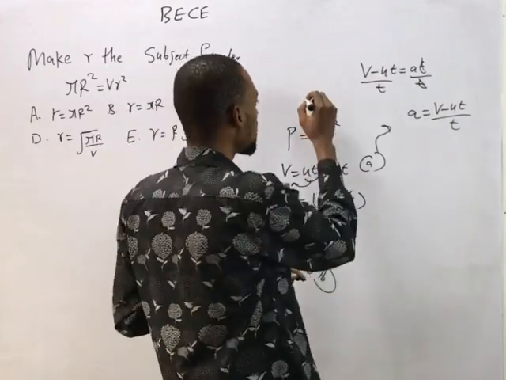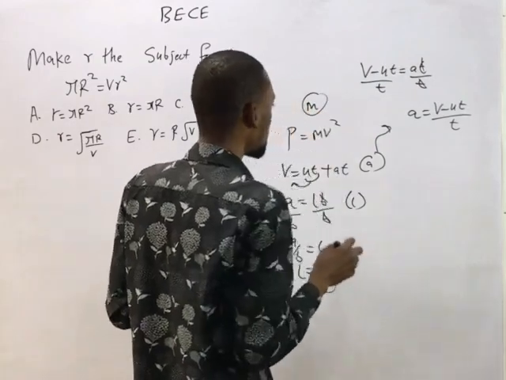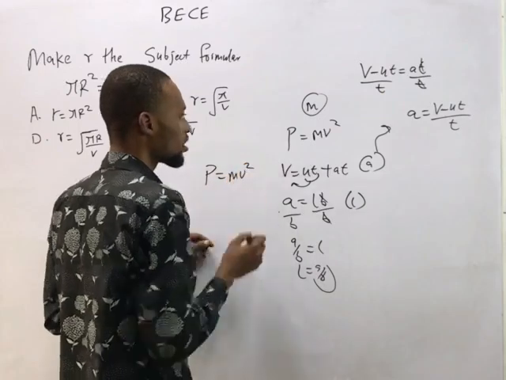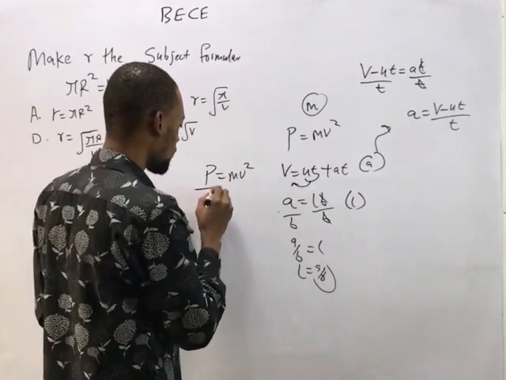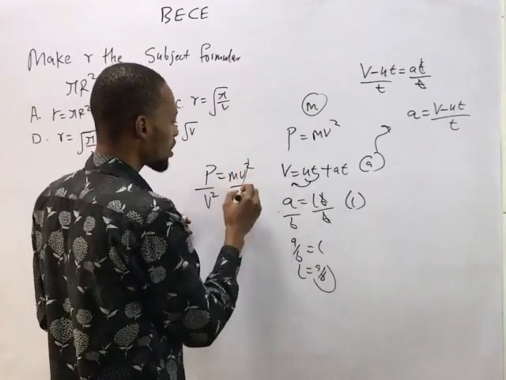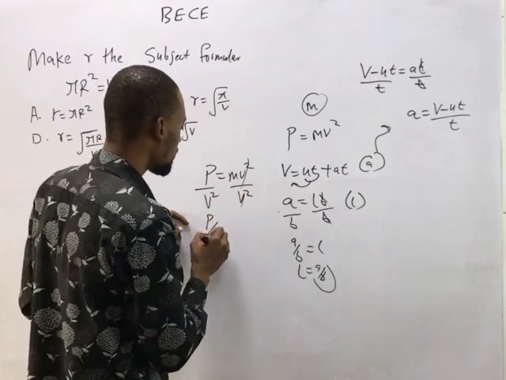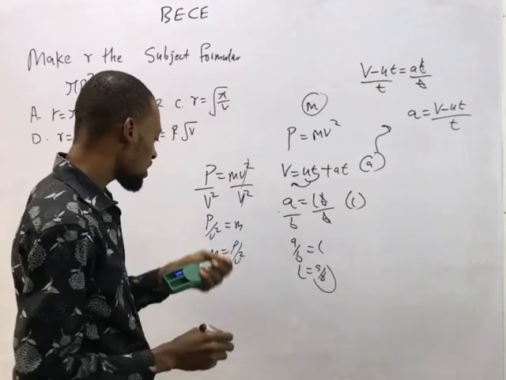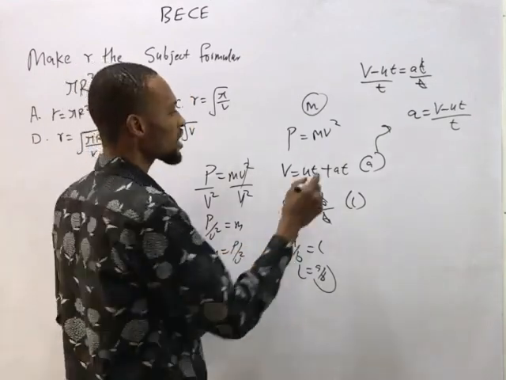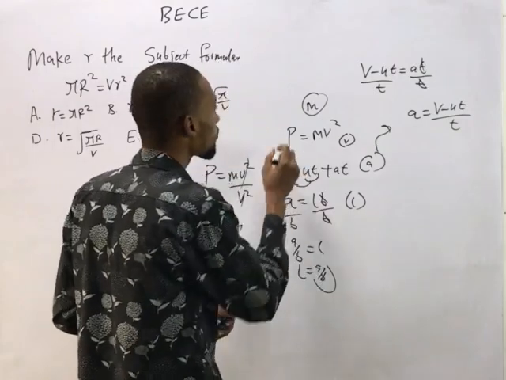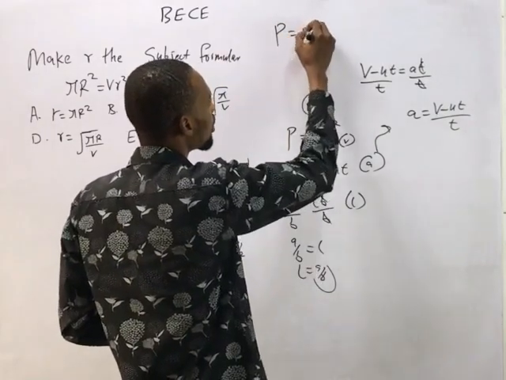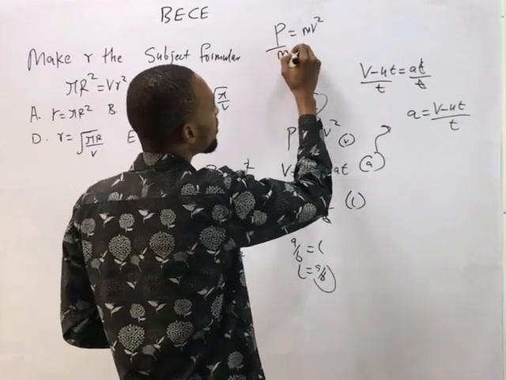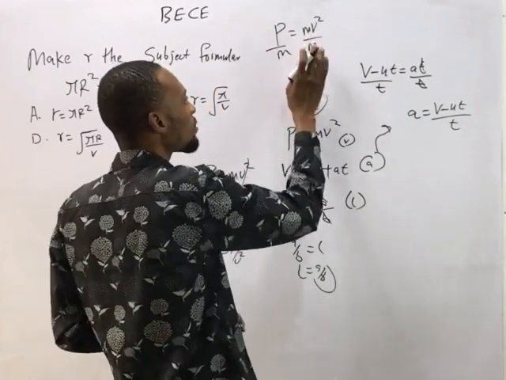Similarly, if I'm making m the subject of the formula here, I can divide both sides by v square. So if I say p is equals mv square, and I divide both sides by v square, v square will simply cancel v square. So p over v square is equals m. So m is equals p over v square. I've made m the subject of the formula here. If I'm making v the subject of the formula, I will say p is equals mv square. So if I divide both sides by m here, m divided by m will give you 1.